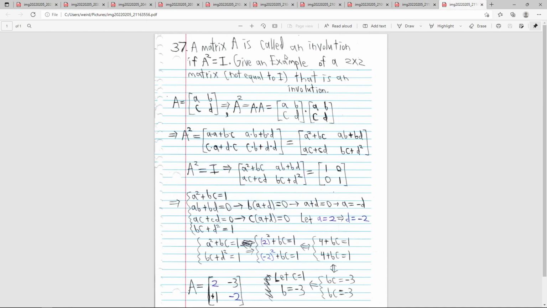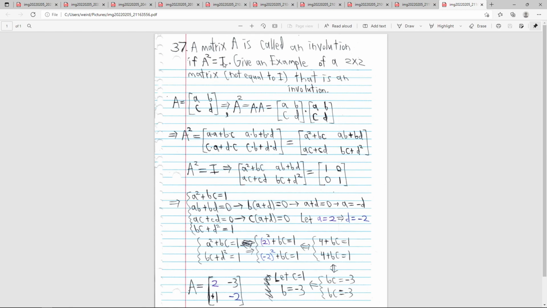Finally, a matrix A is called an involution if A squared equals I. Give an example of a 2 by 2 matrix that is an involution. This is like an interesting puzzle. So you basically say the generic 2 by 2 matrix A is [a, b; c, d]. That means A squared equals A times A, which is this same matrix times itself. You can write it out, eventually getting [a squared plus bc, ab plus bd; ac plus cd, bc plus d squared].